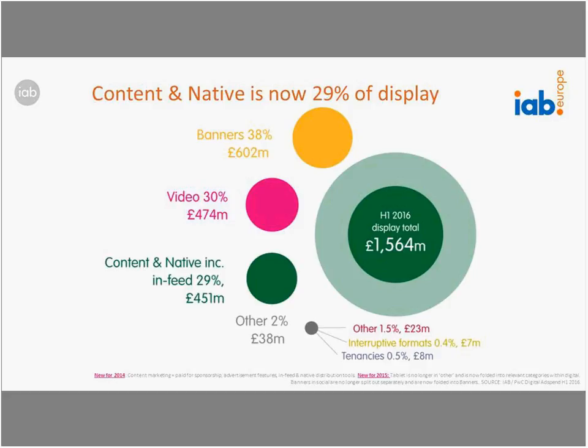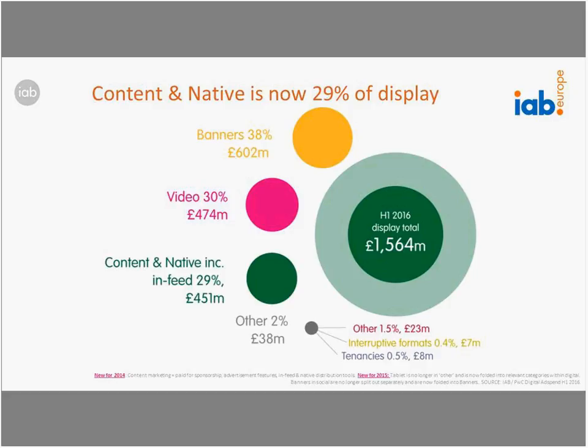If we then look at how that display breaks down, which is the image you're looking at now, content and native as a measured discipline is actually sitting at 29% of display, and previously it was 23% of display. So we're seeing very steady growth there, and I want to take you through some of the areas where we see that growth coming from.